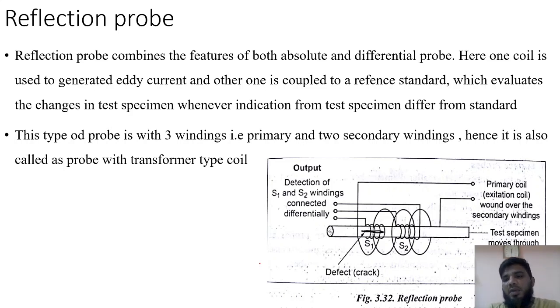Okay, the reflection probe works on the principle of both absolute and differential probe. In this, there will be one primary coil. This is my primary coil. Overall, externally, this big one is my primary coil, to which we generally connect an AC current or AC source. By this, the current flows through it, and this coil becomes excited and sends a magnetic field.